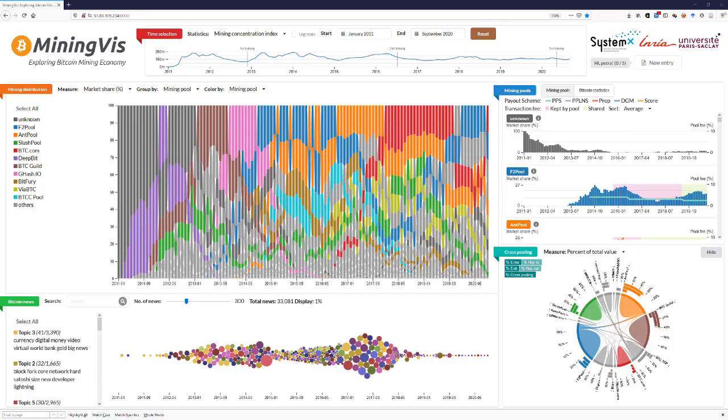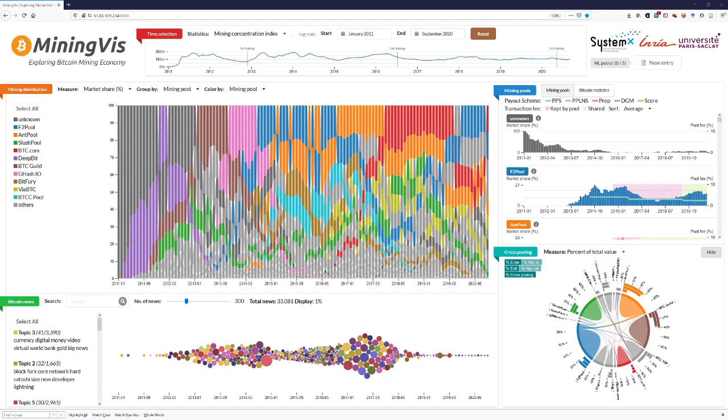In this video, we introduce the features of our web-based visual analytics tool called MiningVis. We developed MiningVis for the analysis of historic data related to Bitcoin mining and mining pools more specifically. Bitcoin mining has become an industry where miners gather into pools to maximize their investment in mining devices.